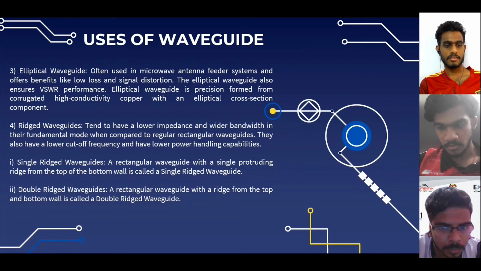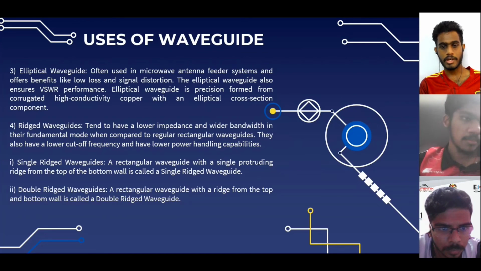Okay, for the next is ridge waveguides. They tend to have a lower impedance and wider bandwidth in their fundamental mode when compared to regular rectangular waveguides. They also have a lower cutoff frequency and have low power handling capabilities.